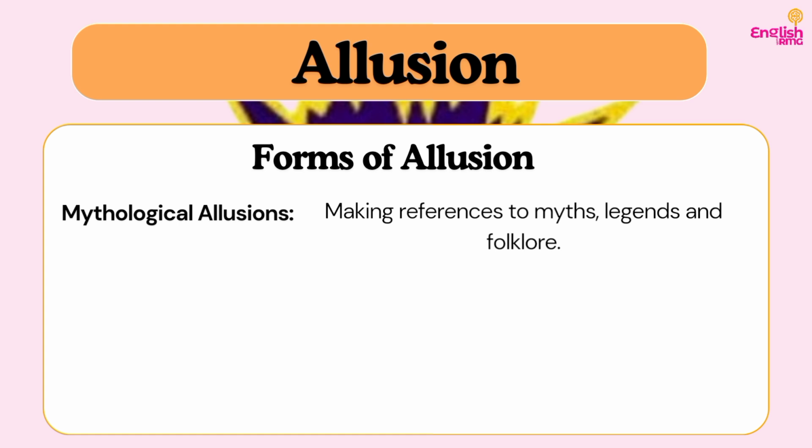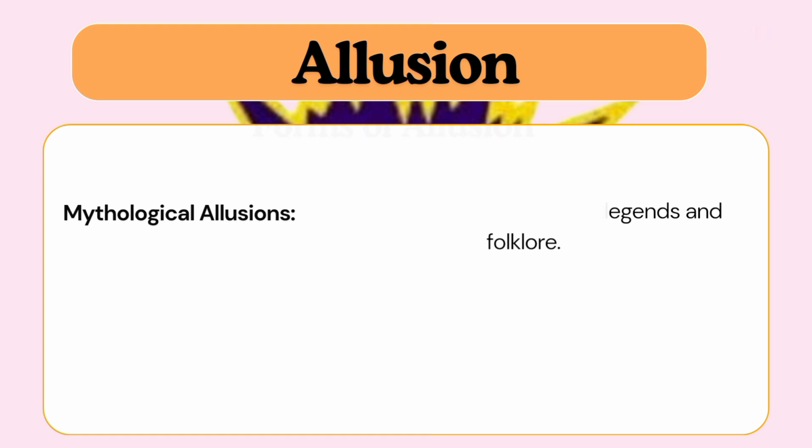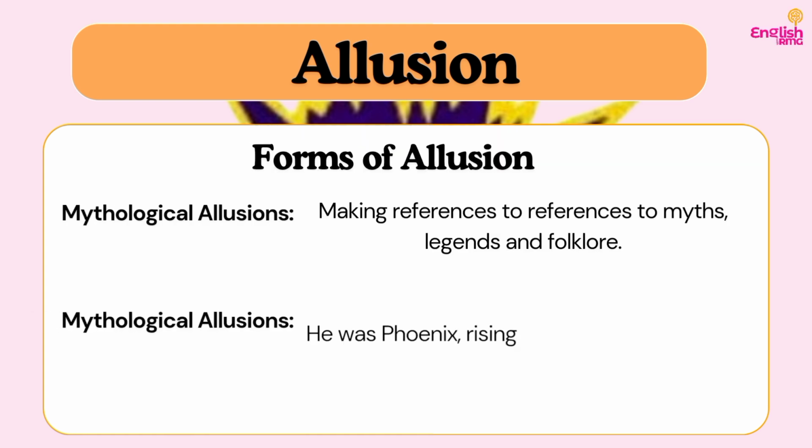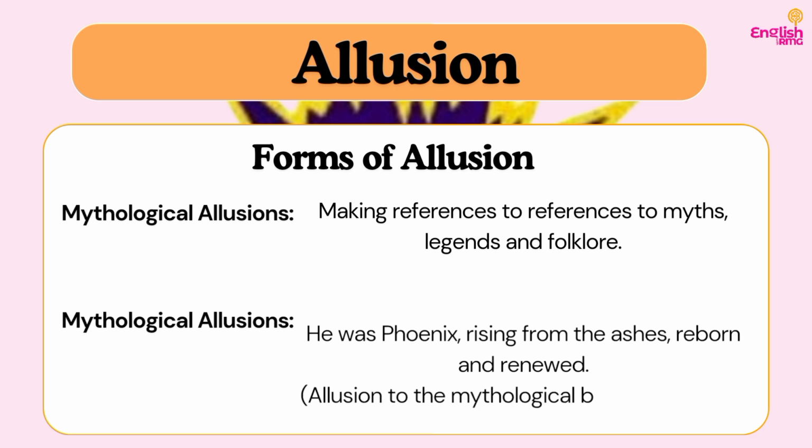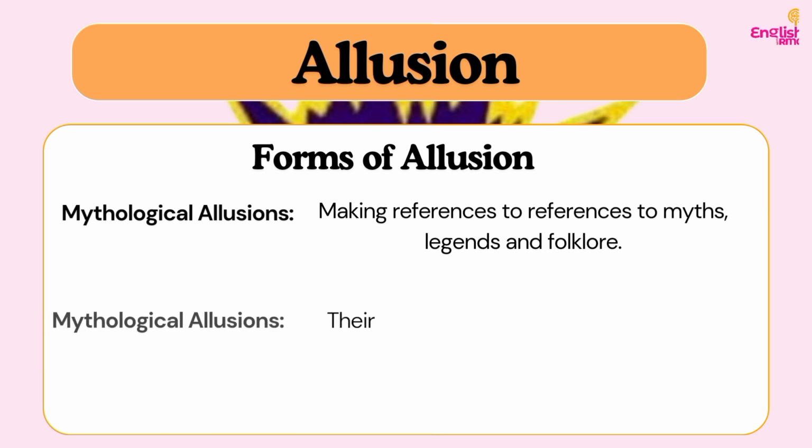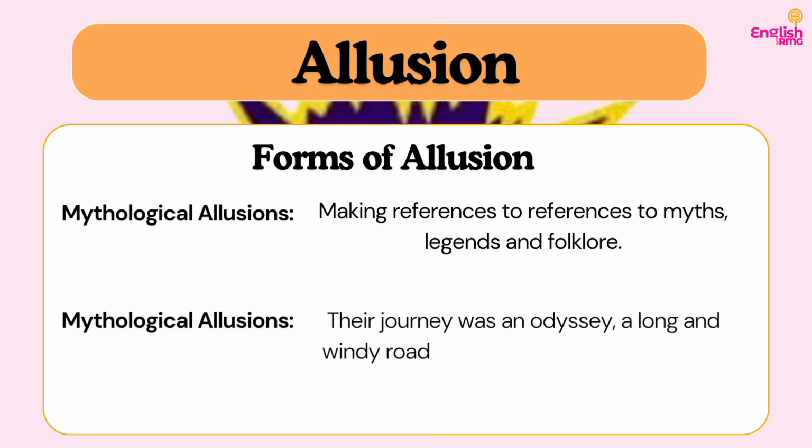If you are not sure, myths are stories of some supreme being that are told in different cultures. It may be true and it might not be true. They are not really verifiable. Do you understand? So we have, it was a phoenix rising from the ashes, reborn and renewed. This is a form of allusion to the phoenix that rises again from ashes, reborn and renewed. It is a mythological story, but it is popular. We don't know whether it's true or not, but it is a popular myth.